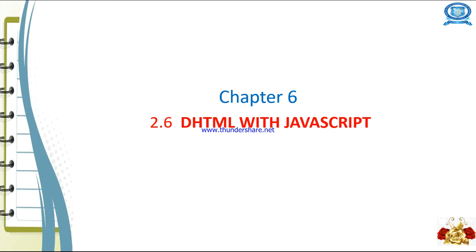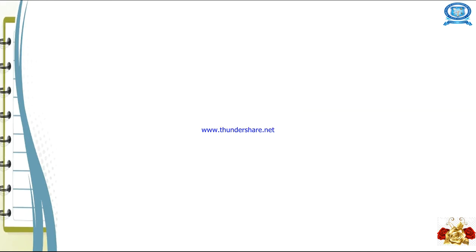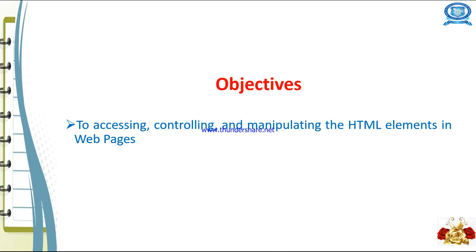DHTML with JavaScript. We already discussed a lot of topics in JavaScript. In this topic, DHTML, that is dynamic HTML, what is the main objective of dynamic HTML? In a web page, it is accessing, controlling, and manipulating the HTML elements in web pages. These topics were fully studied in JavaScript. What is the main concept of JavaScript to study?